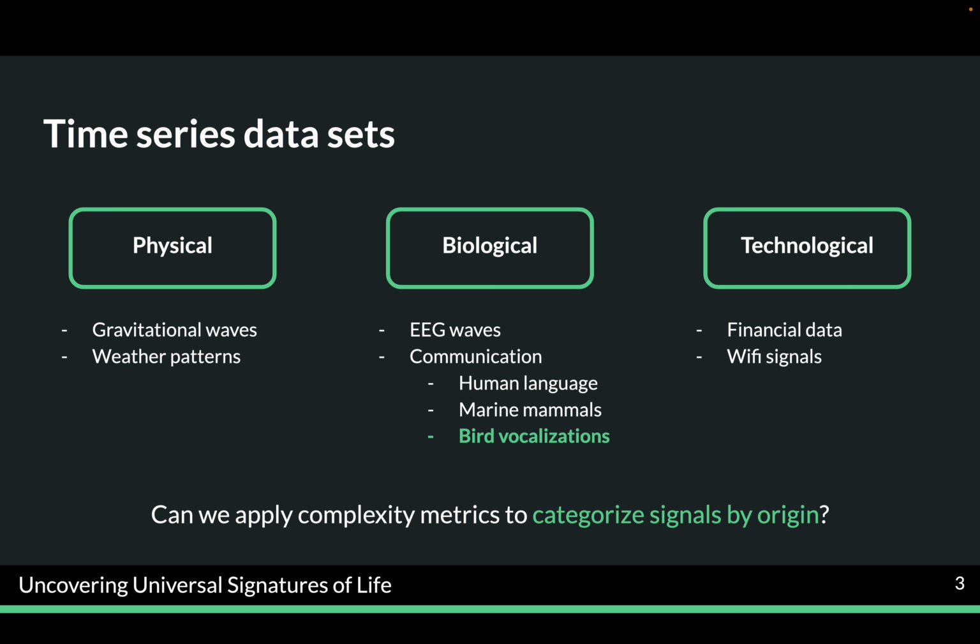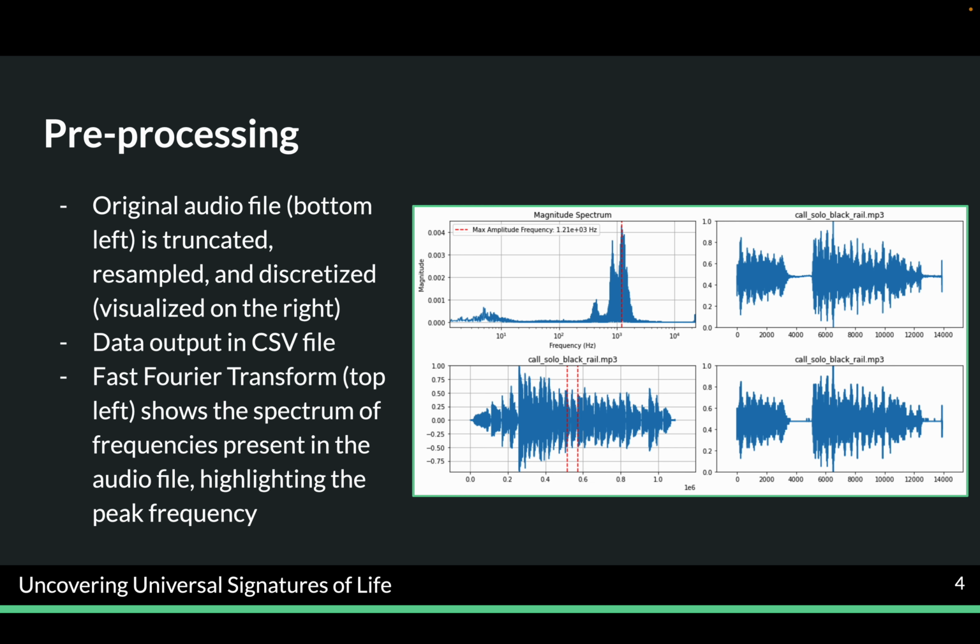To this end, our group has applied various metrics to a broad range of time series datasets, including abiotic physical signals, biological signals, and technological signals. By plotting the values of these complexity metrics, we hope to reveal clustering within our datasets that will distinguish signals as living or non-living. My primary focus during this project has been on exploring the complexity of animal communication, specifically audios of bird vocalizations.